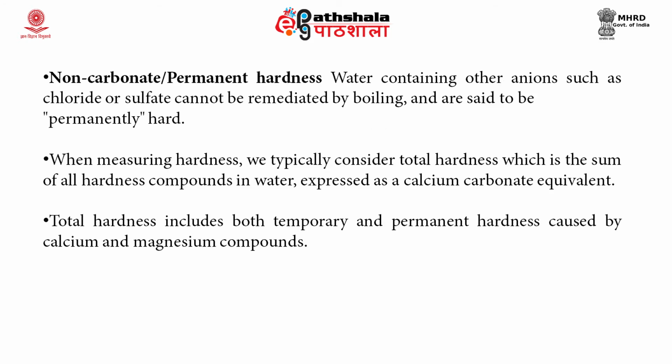The other type of hardness present in the water is called permanent hardness, and this hardness is contributed by the non-carbonate anions. Water containing other anions such as chlorides or sulfates cannot be remediated by boiling and is said to be permanently hard. When measuring hardness, we typically consider the total hardness, which is the sum of all hardness compounds in water expressed as calcium carbonate equivalent. The total hardness includes both temporary and permanent hardness caused by calcium and magnesium compounds.